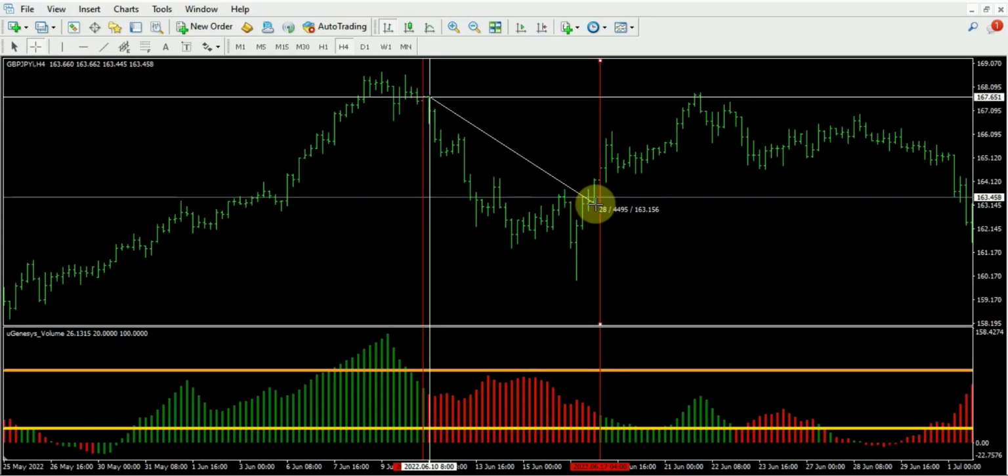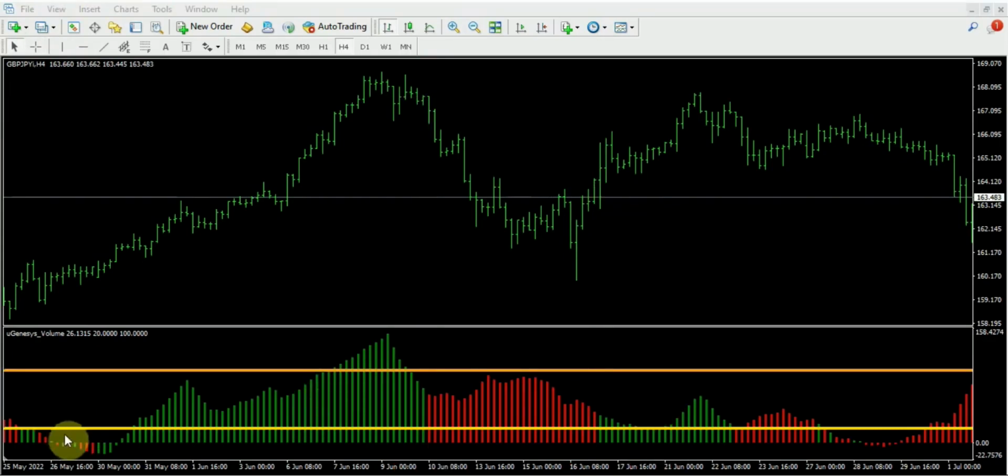Alright guys? Okay guys, and if you look at this section right here, you can see that we have some bars that are below the golden line here, and also over here you can see that. Okay, so those are the sections that we definitely want to avoid because that's when we don't have enough volume in the market to take up trading positions.